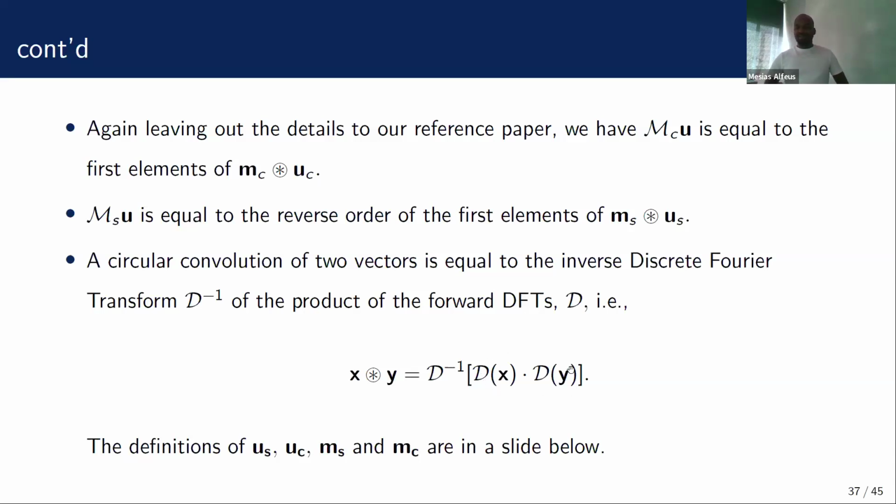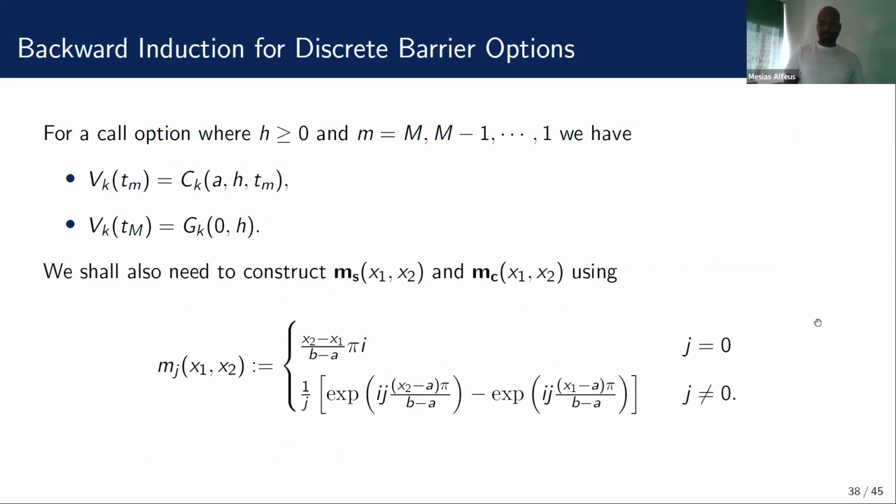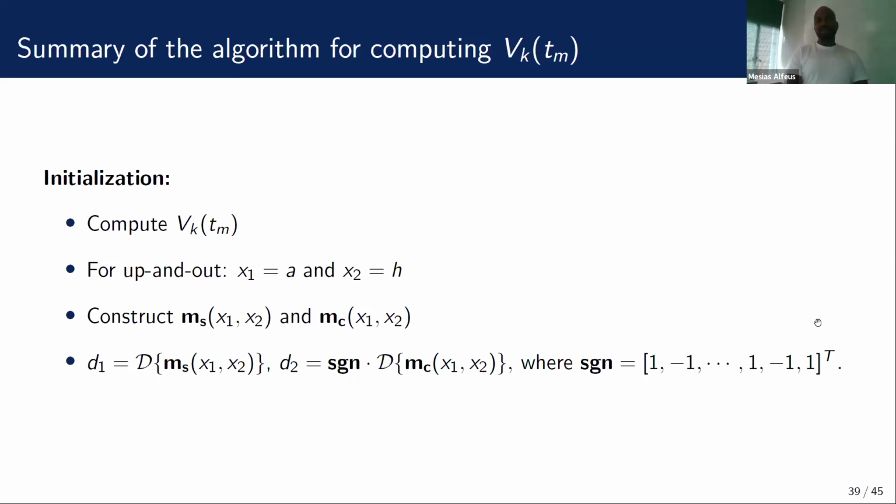So these D's are the discrete Fourier transforms, and this is the D inverse, the D to the power of minus 1. And then the definitions for US, UC, MS, and MC, we have them. So we construct the M using these MJs. Okay, so this is an algorithm.